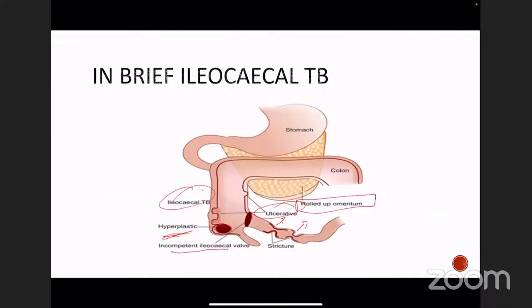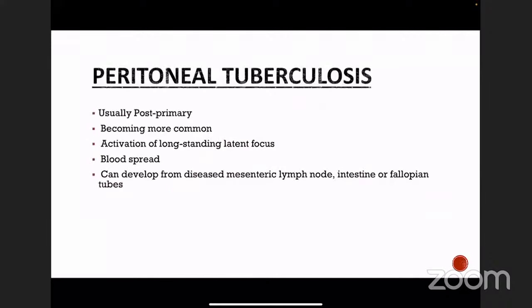Now we are going to another type of tuberculosis, that is the peritoneum. After that, we will discuss the omental and mesenteric lymph nodes, and after that, the solid organs. So now, peritoneal tuberculosis. You all know that covering the intestine there is the peritoneum. In the peritoneum, it is usually post-primary.